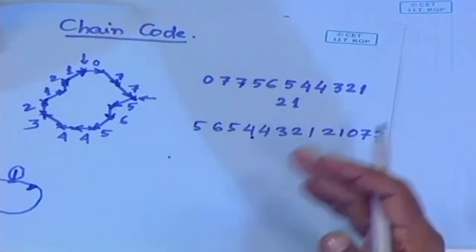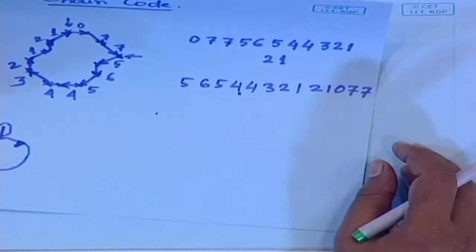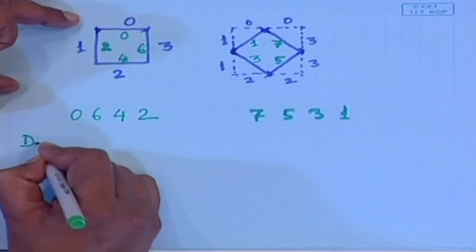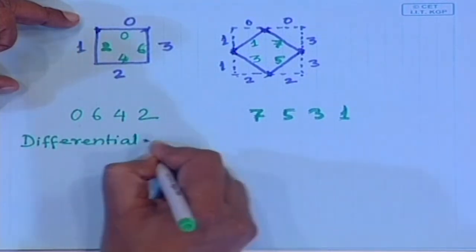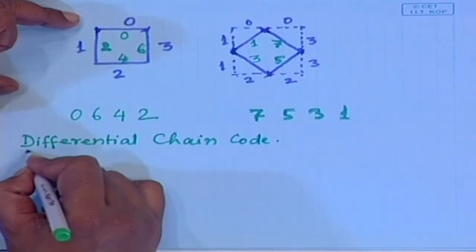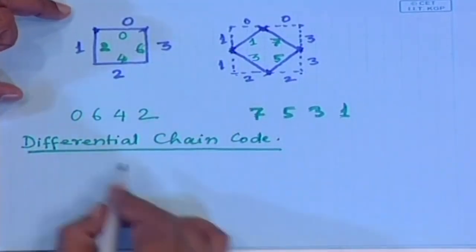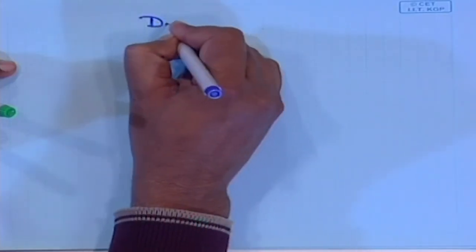Okay. So how to take care of these problems if I want to represent a boundary or a shape by chain code? Okay. So there is a concept of differential chain code. Okay. So to go for this differential chain code, let us start with the same figure. Let me take another page. Okay. So we are talking about differential chain code.